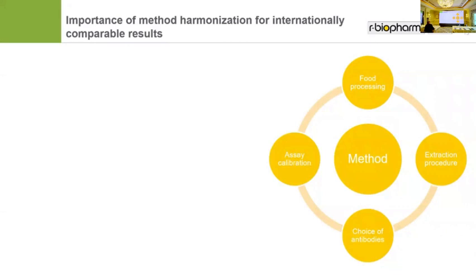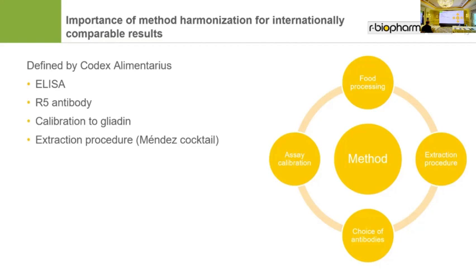Hence, we are faced with the situation that a method is not only a certain technology like ELISA. A method is a complex system of the technology, for example ELISA, the assay calibration, the extraction procedure that is used, the choice of the antibody, and the food processing. We see definitions by the Codex Alimentarius.